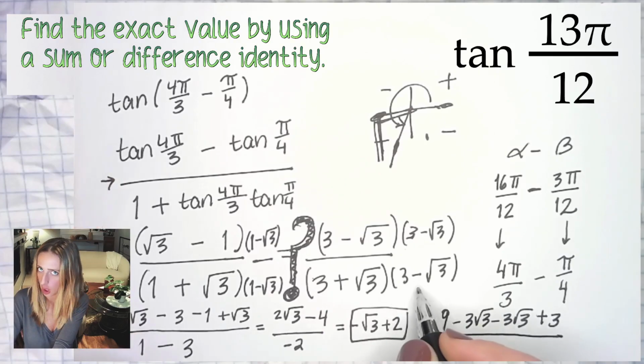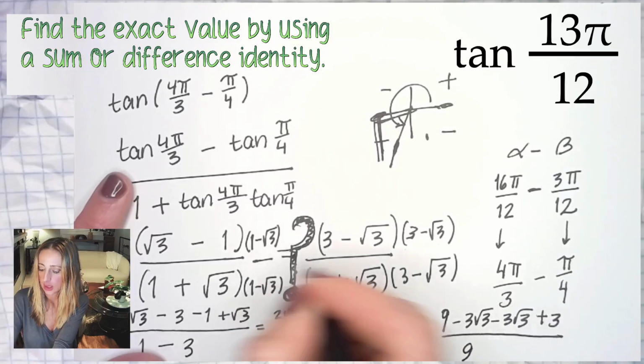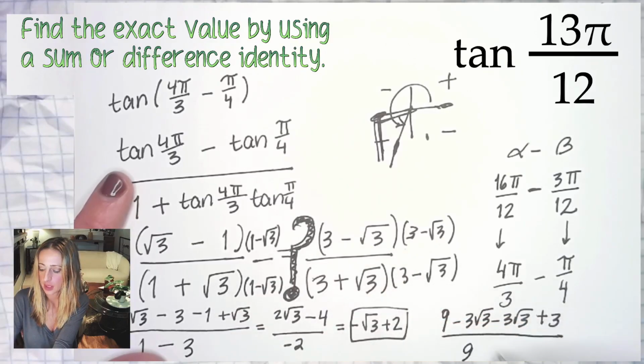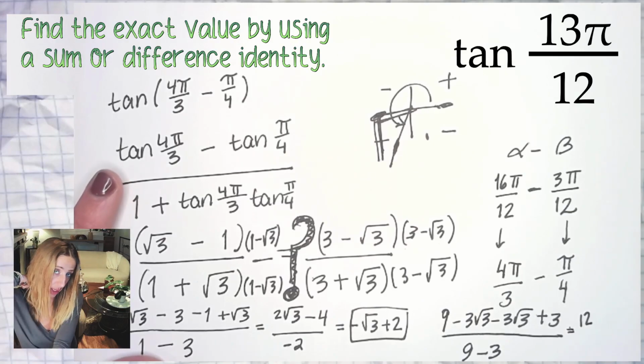Over, bottom. We talked about this. They're conjugates. Only need first, last. First is 9. Outer, inner, bye. Last times last is minus 3. 9 and 3 is 12. Negative 3 root 3 minus another 3 root 3.